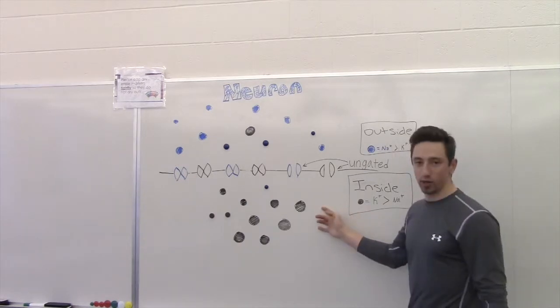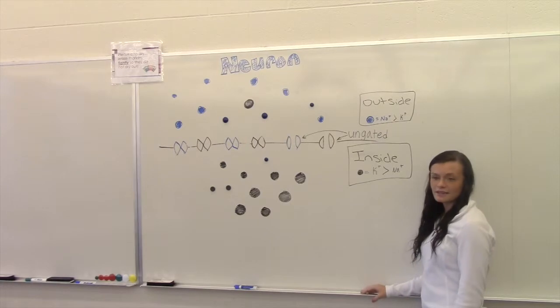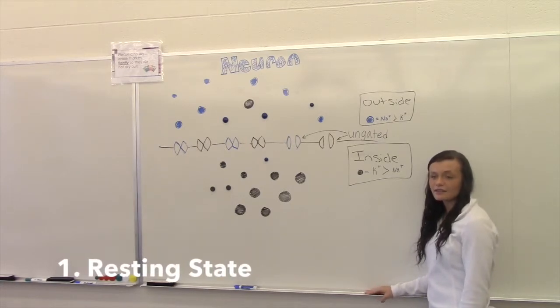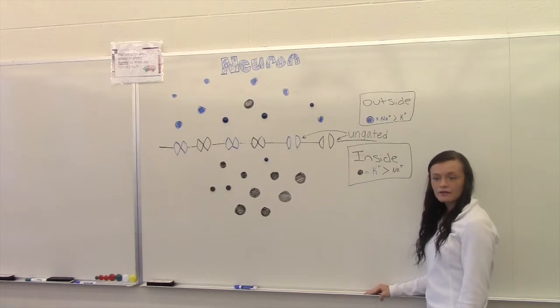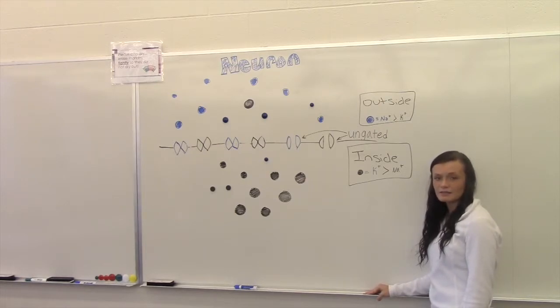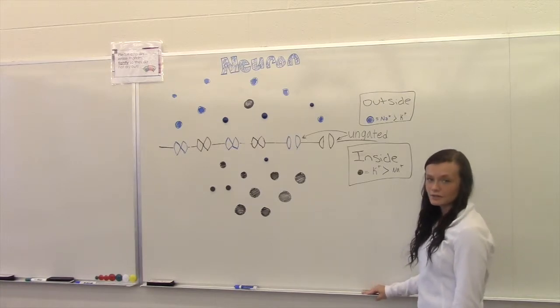And the ratios for the sodium and potassium is about 10 to 1. The first stage of action potential is the resting state. At the resting state, sodium and potassium gated ion channels are closed. The resting potential is maintained by ungated ion channels and the sodium-potassium pump. There are two potassium ions in for every 3 sodium ions out.